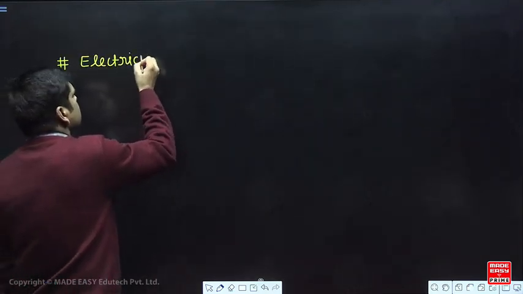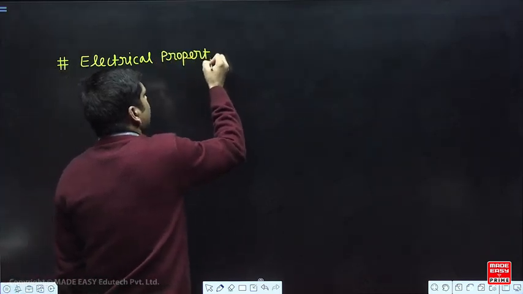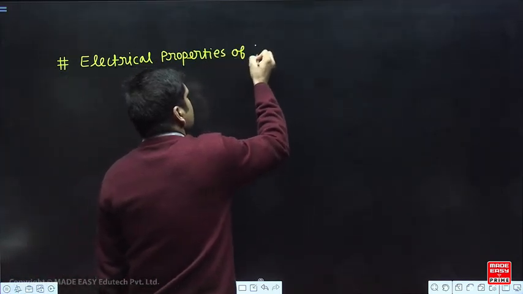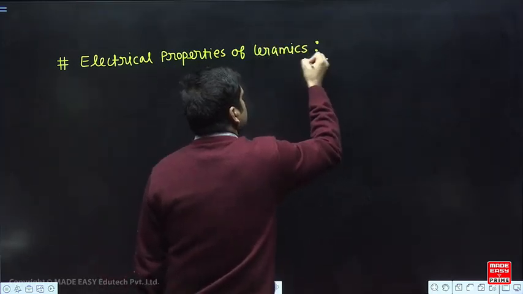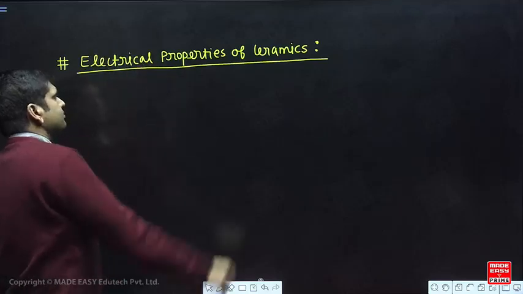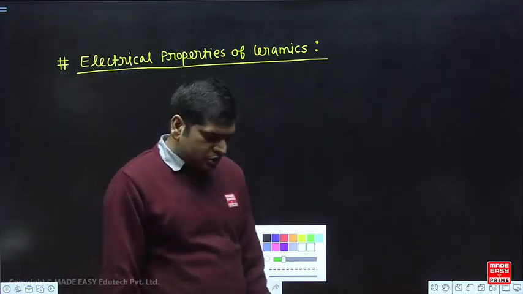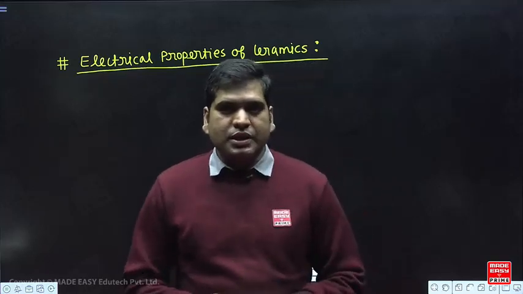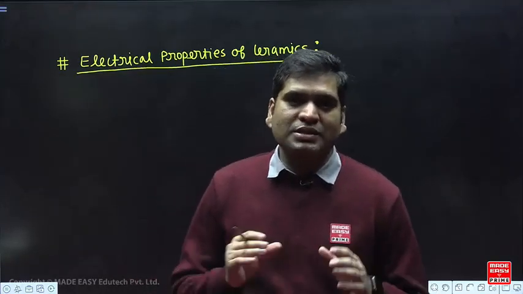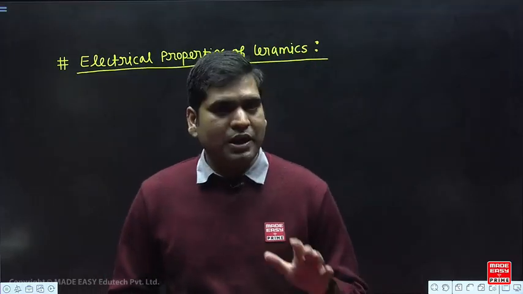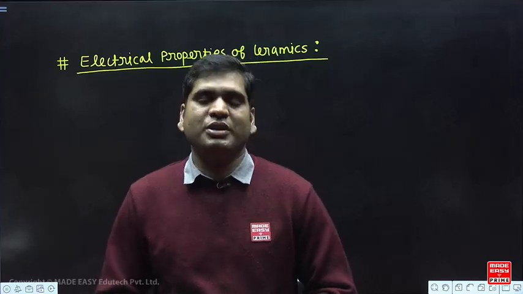Electrical properties of ceramics. Since these are ionic materials, so they do not have free electrons. Hence, they are electrical insulators. So we would be using them as electrical insulators. They will have high electrical resistivity. This is the first property they are having.